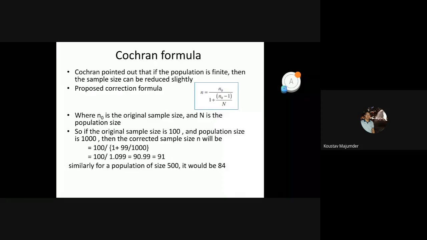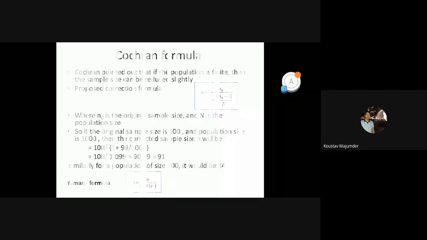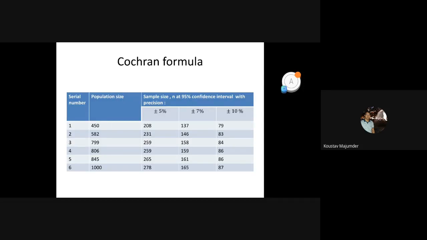Similarly, there is the Yamane formula, which uses a similar approach, where, however, it uses e, the precision. Now, what is the effect of this formula on the sample size, depending on the population? For a population that is large, like 1,000, and a population of 450, we see that there is a one-third reduction in the sample size for a precision of 5%. But for a precision of 10%, it is much less. So for a 1,000 population, the sample size with 5% precision would be 278, whereas it will be 208 for a population size of 450.